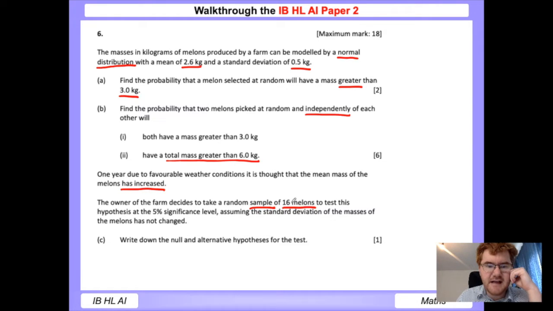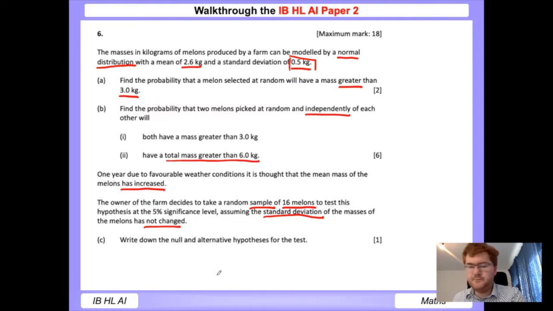Test this hypothesis at the 5% significance level, assuming the standard deviation of the masses of the melons has not changed. That's important as well. So we do know the standard deviation. We know that from before, which is 0.5, and we need to write down H0 and H1.